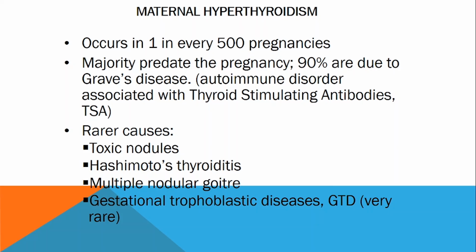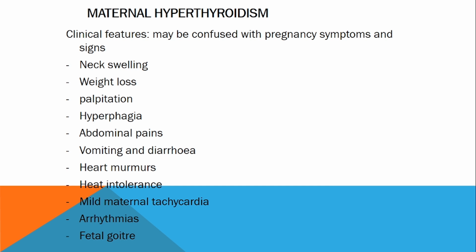Maternal hyperthyroidism is about the commonest variant of thyroid disorders in pregnancy, occurring in about 1 in every 500 pregnancies. The majority predate pregnancy, and 90% of these are as a result of Graves' disease, which is essentially an autoimmune disorder associated with thyroid stimulating antibodies. Other rare causes include toxic nodules, Hashimoto thyroiditis, multinodular goiter, and rarely gestational trophoblastic disease.